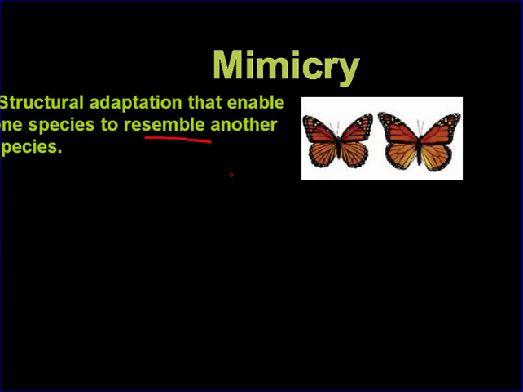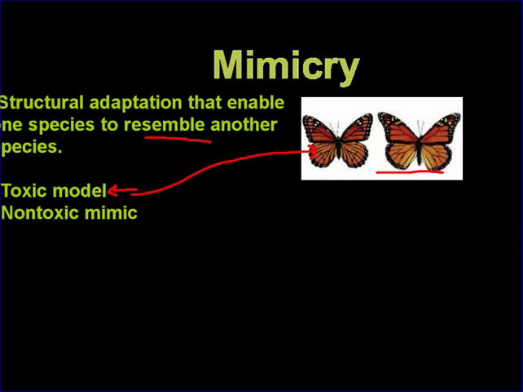Right here we see two types of butterflies. One's a monarch, and we know that monarchs are poisonous to birds. So a viceroy, which is this one, the bigger one, allows itself to mimic the monarch so it will not get eaten. So you normally have a toxic model, which would be your monarch, and you have a non-toxic model that looks similar to that toxic model so that it will not get bothered.